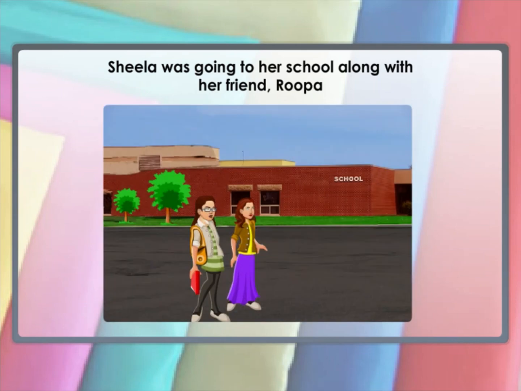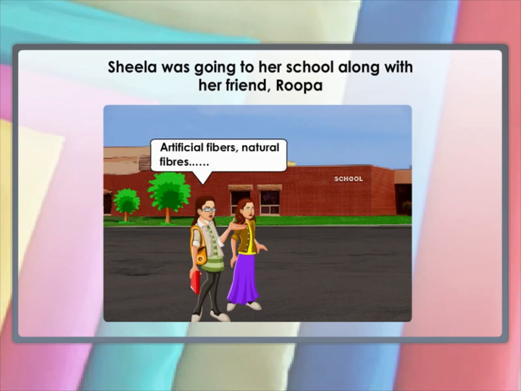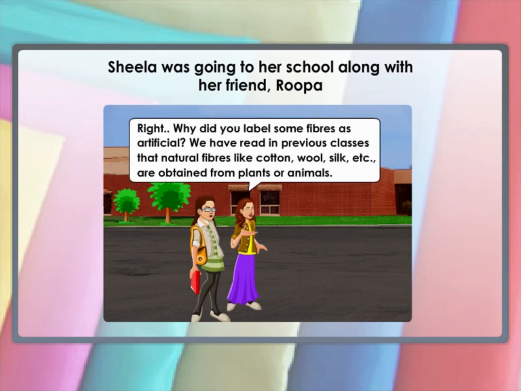Sheila was going to her school along with her friend Rupa. The clothes which we wear are made of fabrics. Fabrics are made from fibers obtained from natural or artificial sources. Can you name some fibers? Artificial fibers, natural fibers. Right. Why did you label some fibers as artificial?